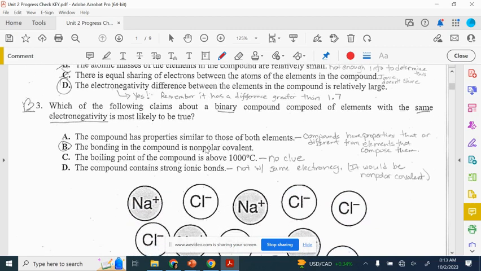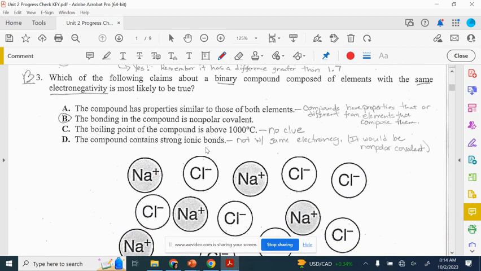And then number 3, again, binary, 2 elements, same electronegativity. That's probably going to be nonpolar. Okay, yeah, I get that. I was just confused about the binary compound. Well, anytime you see the prefix bi, it should be a 2, like a bicycle has 2 tires.